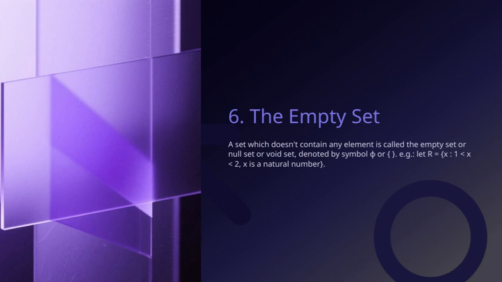A set that contains no elements at all is called the empty set, or sometimes the null set or void set. We often denote it using the symbol ∅ or simply with curly braces, with nothing inside. For example, consider the set R defined as x, where x² is a natural number.